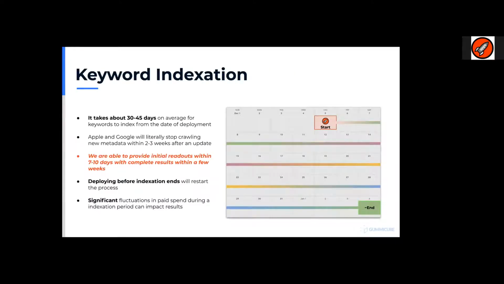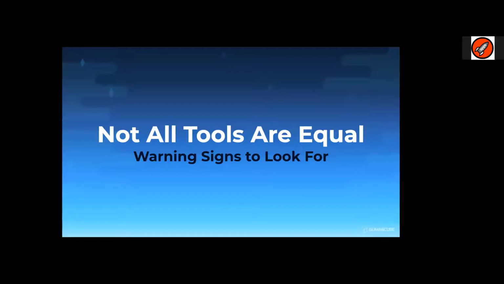The other thing that I want to talk about is keyword indexation, which we covered earlier. A lot of people talk about how quickly we should update our keywords. Well, Apple and Google take about 30 to 45 days on average for keywords to index from the date of deployment. You don't want to update too quickly, because you end up spinning your wheels. You end up ranking for different keywords over time, but not more keywords. If you don't update frequently enough, you have large periods of time where Apple and Google aren't crawling you at all, and so you're not able to advance. So it's important to time your optimization.